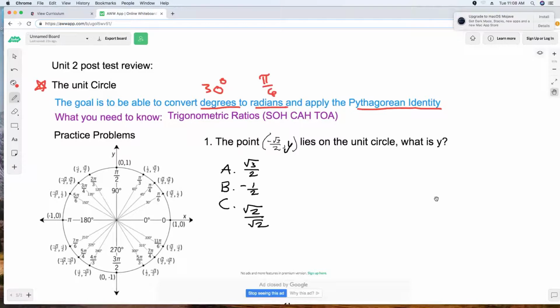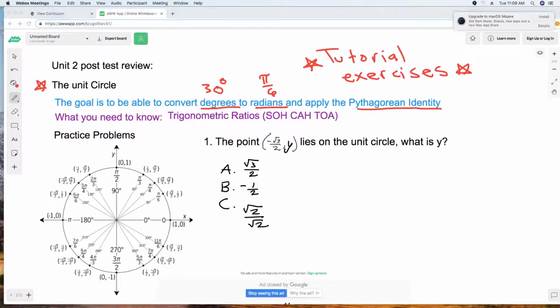Something that I really want to point out, if you want to prepare for the post-test, please see the tutorial examples and exercises. I was looking through the lesson, and these are actually more like the post-test than your actual post-test practice. So what we're going to do today, we're going to take some problems from the tutorials, maybe make some of them up that are more similar to your post-test. Any questions so far? If you have any questions, please type in the chat.